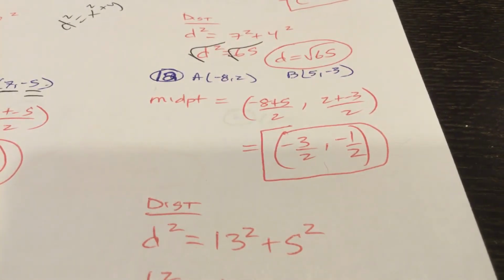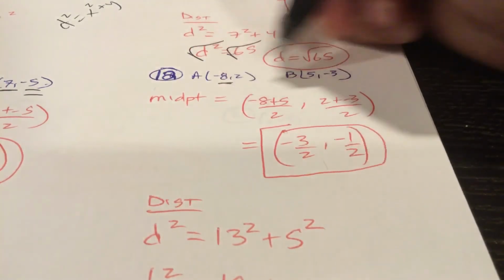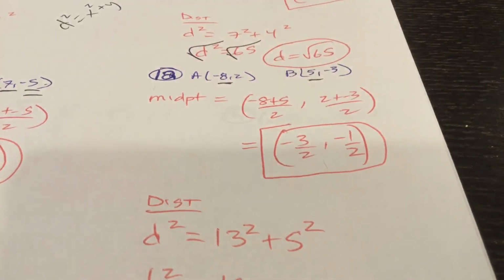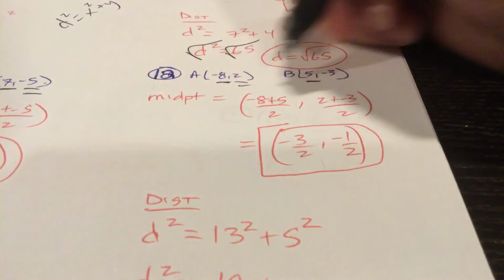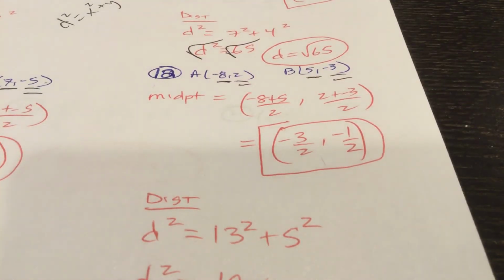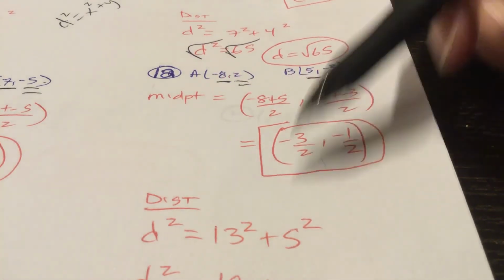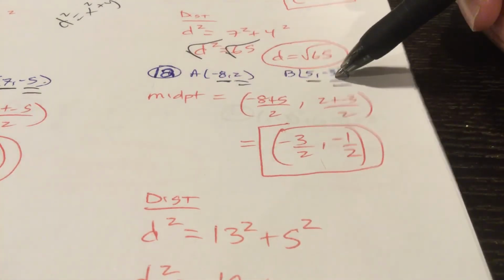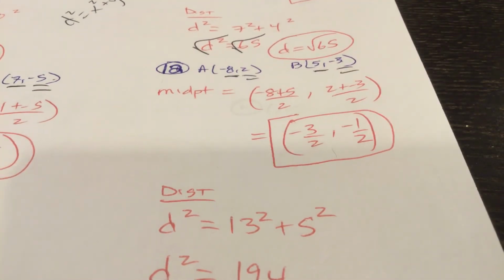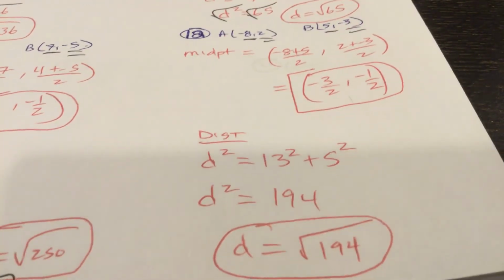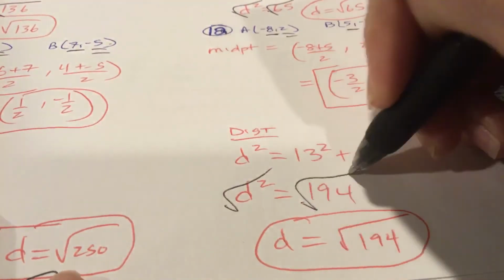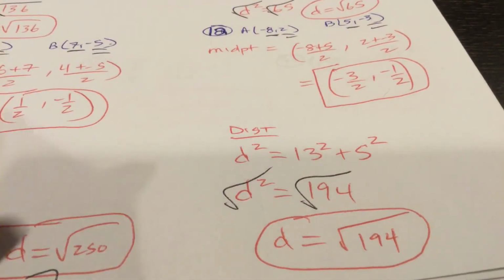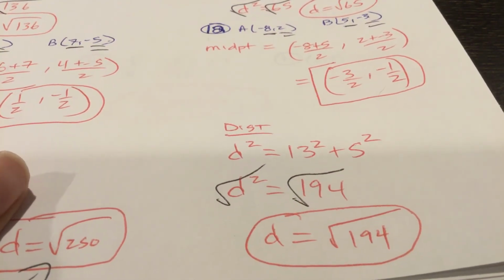Lastly, on number 12 here, my x values, -5 and 8. I'm just finding the middle of -5 and 8, which is 3 over 2. I'm just finding the middle of 2 and -3, which is -1/2. That's my midpoint. From -5 to 8, I traveled 13 in the x direction. From 2 to -3, I traveled 5 in the y direction. Distance squared is equal to 169 plus 25. Distance squared is 194. Take the square root of both sides. Square root of 194 is just below 14, but that is a great answer there.